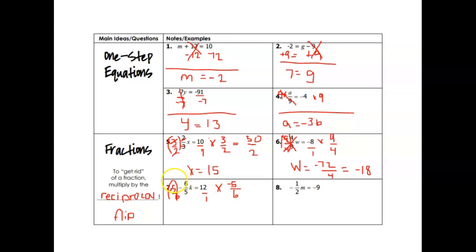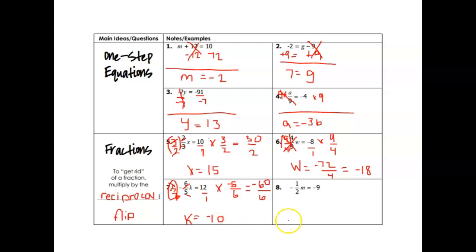Well, on the left side, everything cancels, okay? It's all going to cancel, and I just end up with a k equals, and on the right side, I multiply straight across. 12 times negative 5, well, that's negative 60. And 1 times 6 is 6. So negative 60 divided by 6 is negative 10.